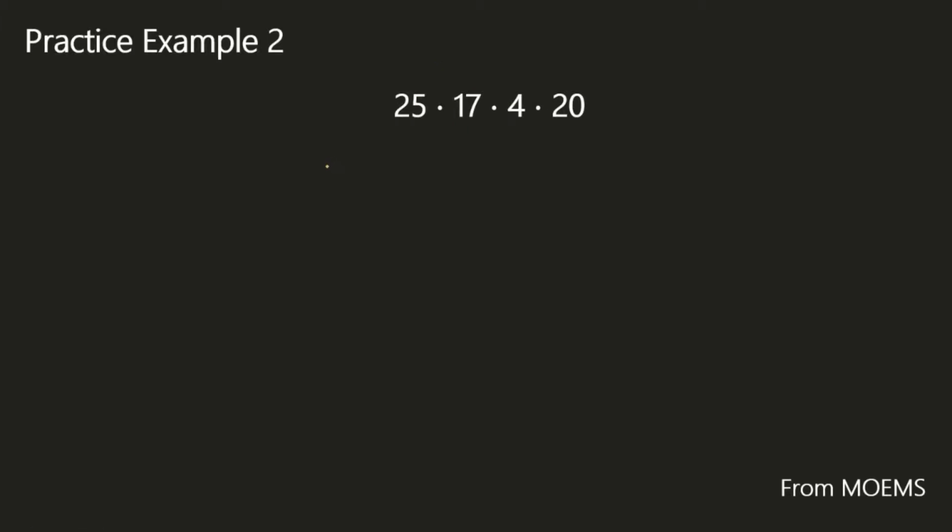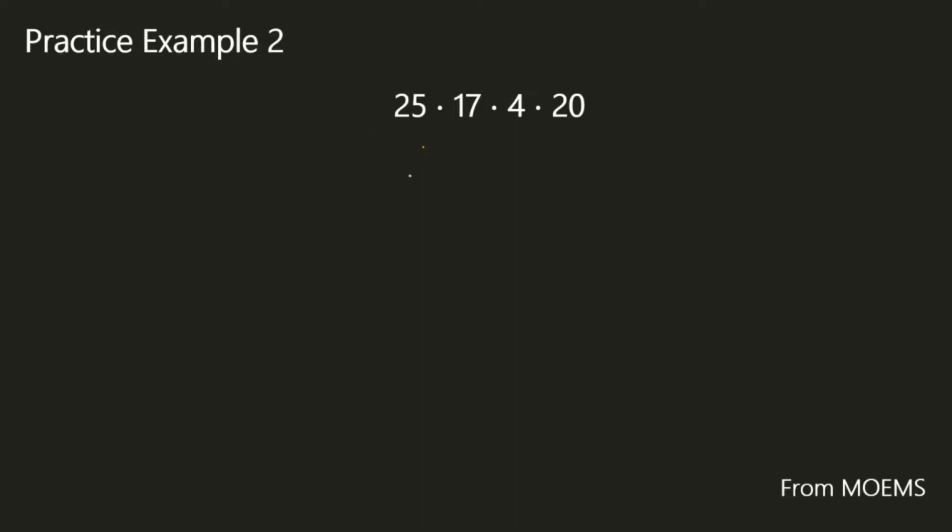Now pause the video and try to solve this one using commutative and associative properties. Note that in this problem, a center dot is used to represent multiplications. So in this problem, if you become very familiar with the commutative and associative properties, you can quickly come to the answer of 34,000. Let's see how to achieve that.